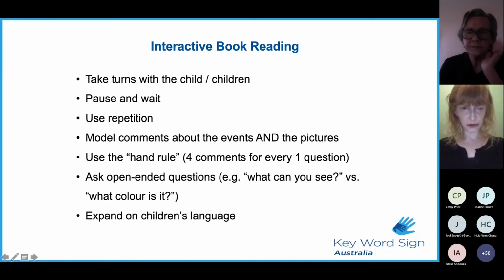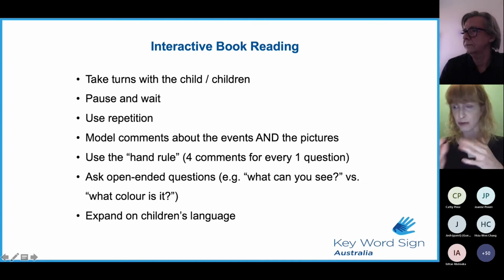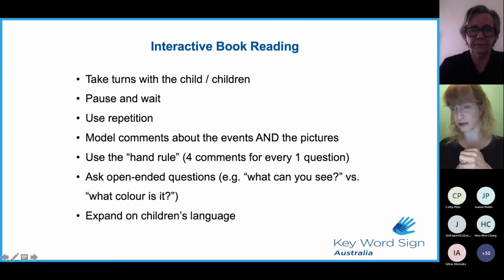Okay, so I just thought I'd start by talking a little bit about interactive book reading, or we also call it joint book reading or shared book reading. It's a method that we use to promote language and literacy skills in young children. The main aspect that distinguishes interactive book reading from other reading methods is that the roles of reader and listener are interchanged between children and adults during the reading.